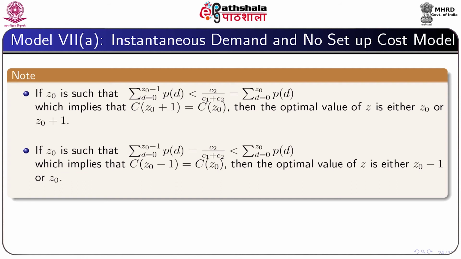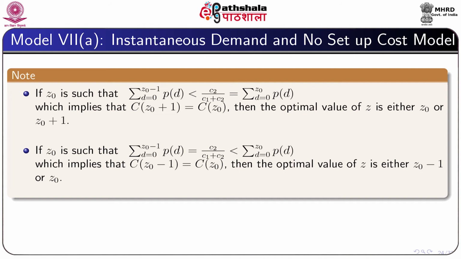Now, we have some observations. If Z0 is such that summation D equal to 0 to Z0 minus 1 of P(D) is less than C2 by (C1 plus C2), but equal to summation D equal to 0 to Z0 of P(D), then we can say that C(Z0 plus 1) is equal to C(Z0). This means the optimal value of Z is either Z0 or Z0 plus 1.